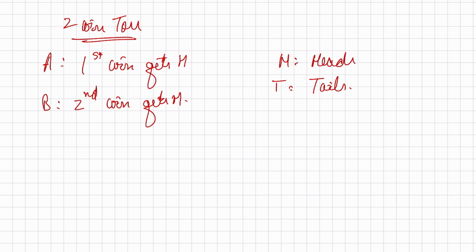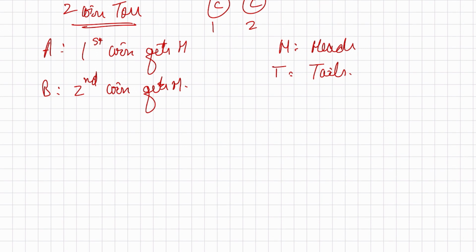Okay, and you have two coins. I'm just calling this one coin one, and this is coin two. Now I want to find out the probability of A union B, which is nothing but the probability of A or B happening.